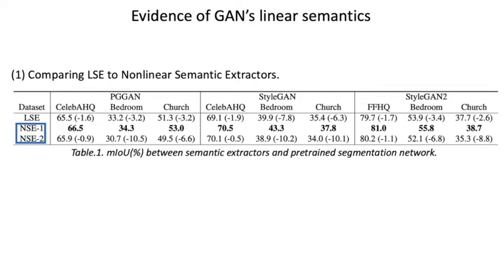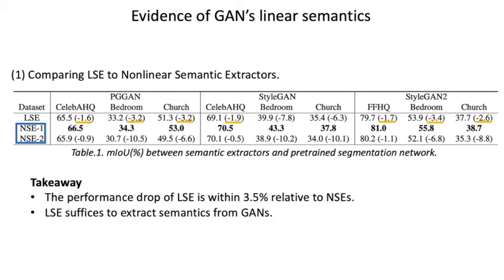We compute the mean intersection over union between their extracted masks and the segmentation labels. To make our conclusion more generalizable, we conduct experiments on three widely used types of GANs, namely progressively grown GAN, StyleGAN, and StyleGAN2. Each of the GAN models is trained on three diverse datasets. See the numbers in brackets. The relative performance difference of LSE to NSEs is mostly within 3.5%. Although NSEs achieve the best performance, their differences from LSEs are marginal. Therefore, it is well supported that the LSE suffices to extract semantics from GANs.